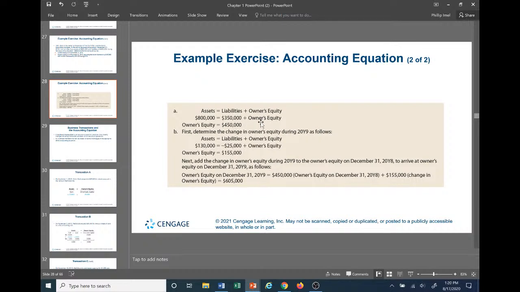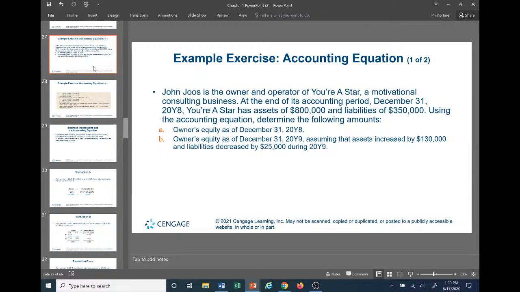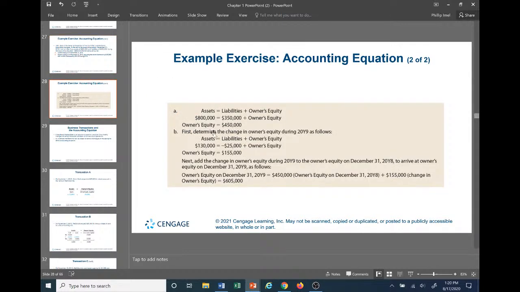This is pretty basic right here, though. So therefore, if the assets is 800,000 and liabilities is 350, then we know the difference has to be 450, because 450 plus 350 equals 800,000. So the owner's equity as of December 31st, 2008 is going to be the difference between 350 and 800, which is 450. Got that? Pretty simple, right?